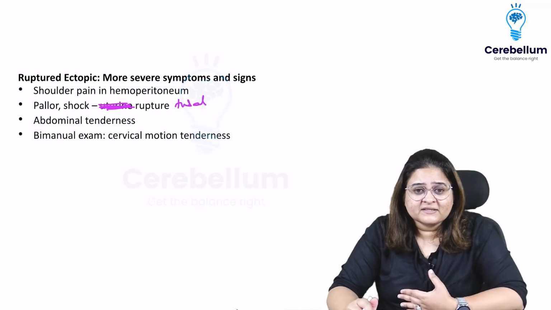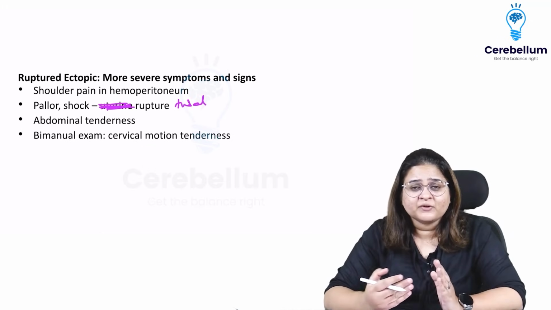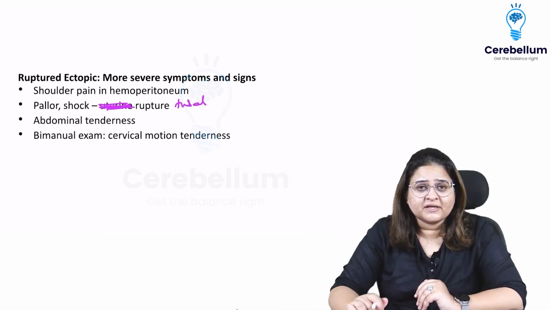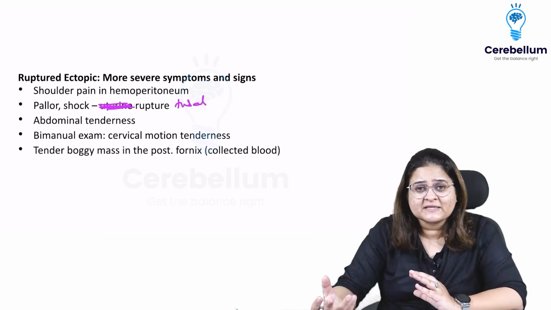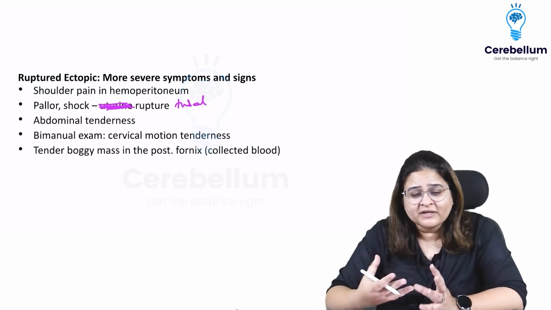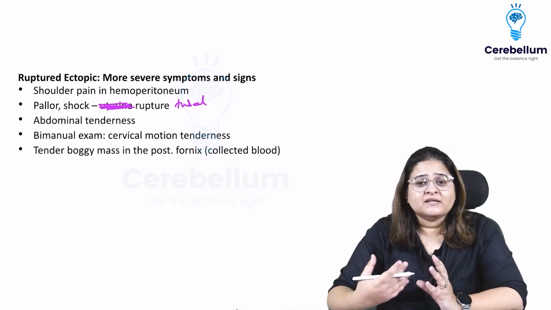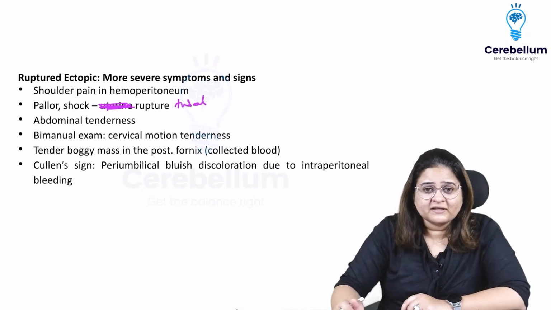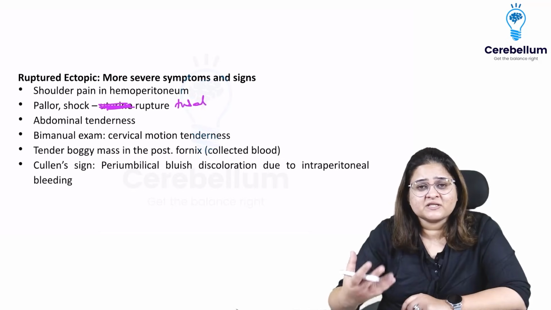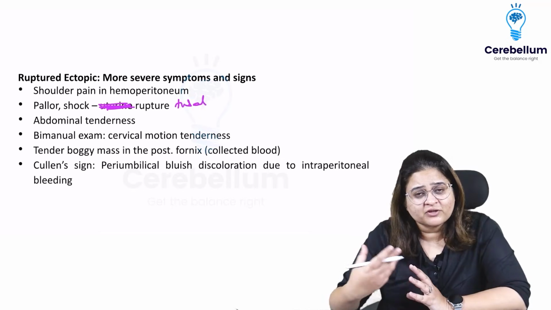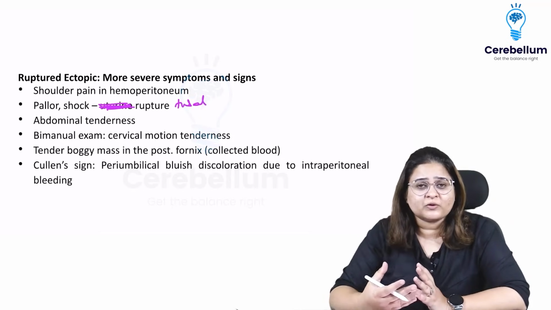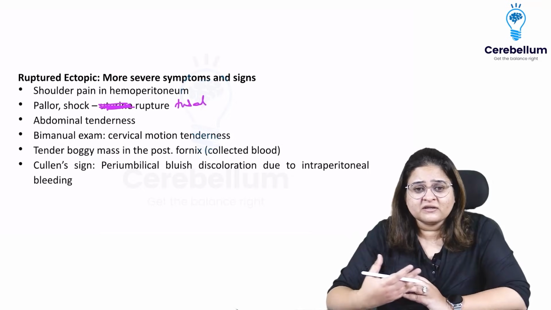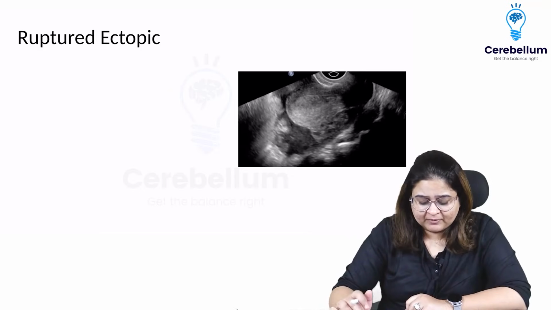Then there'll be tenderness. Then on bimanual exam, you will find cervical motion tenderness. On moving the cervix, the patient is wincing. You'll find bogginess in the pouch of Douglas. That is nothing but blood which has collected behind the uterus. Okay, and then you may have Cullen sign positive. This is not specific for ruptured ectopic. This is for any intraperitoneal bleeding. You'll find bluish discoloration around the umbilicus.